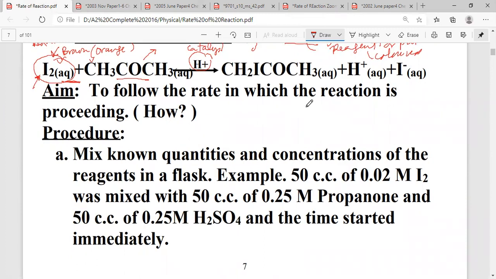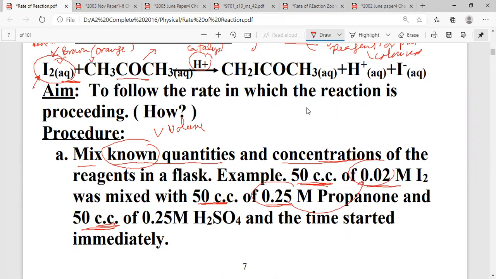So what do we see here? Mix. I'll put down here known quantities, very important. Known means I know the volume. Here I use 50 cm cubed, 50 cm cubed, 50 cm cubed. Known volume, and known what? Concentrations. I got here 0.02, very important, and 0.25. And now there's a difference between this and this. How many times more is this? About 10 times more, or 12.5 times more, very important.